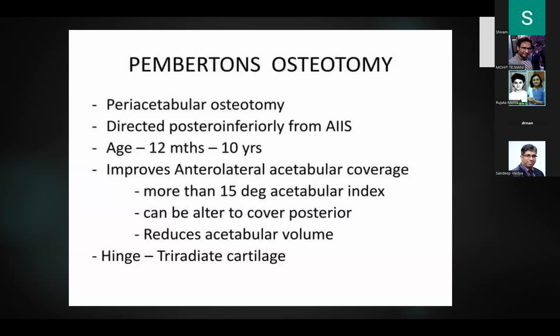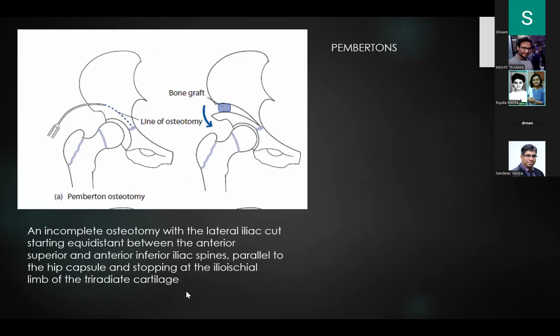So just to quickly describe each of these, the Pemberton's osteotomy is a periacetabular osteotomy directed posterior-inferiorly from the AIIS, usually performed when the triradiate cartilage is still open, between 1 to 10 years of age. It improves anterolateral coverage and can bring about more than 15 degrees correction of the acetabular index and hinges on the triradiate cartilage. So it is basically an incomplete osteotomy with the lateral iliac cut starting equidistant between the anterior superior and anterior inferior iliac spines, parallel to the hip capsule and stopping at the ilioischial limb of the triradiate cartilage. Following this line here, and a graft is placed.